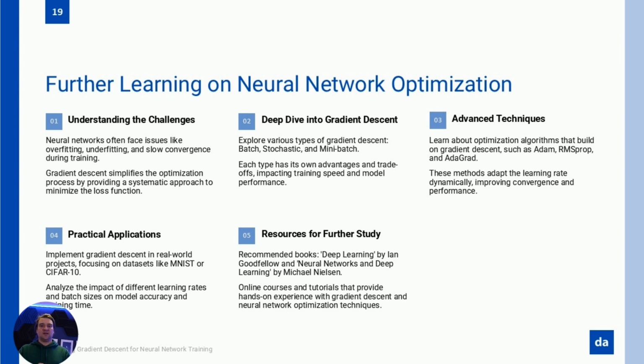Once you've mastered the basics, step into advanced optimization algorithms like Adam, a fan favorite for its adaptive learning rates, RMSprop, ideal for non-stationary loss landscapes. AdaGrad, perfect for sparse data. These algorithms build on gradient descent, adapting to the challenges of modern neural networks and making training faster and more reliable. The best way to learn?